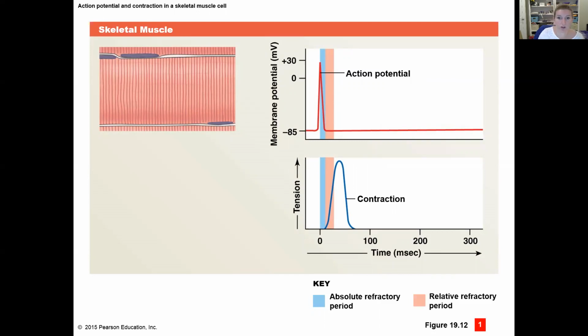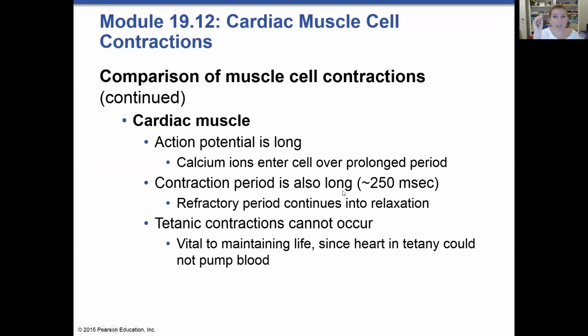You have your action potential or your impulse, and then the contraction. In our cardiac muscle, our action potential is long. So the calcium ions are entering the cell over a longer period of time. So the contraction is a longer time, which means the refractory period actually continues into a relaxation period. So tetanus cannot occur. The tetanic contractions cannot occur.